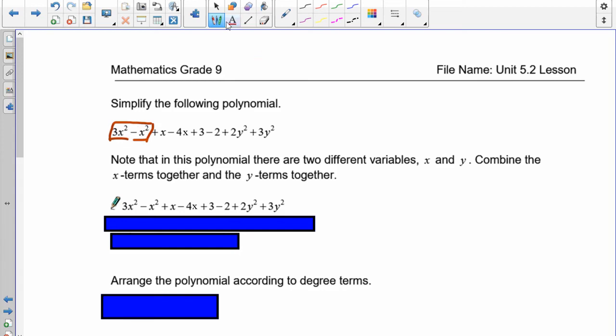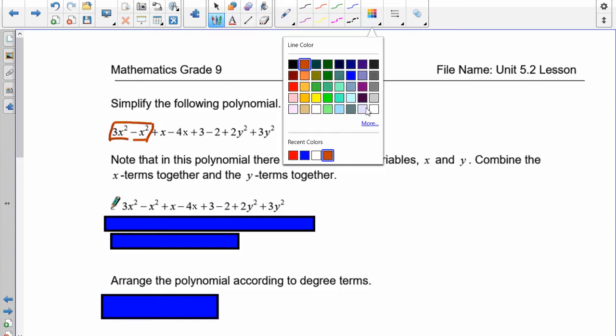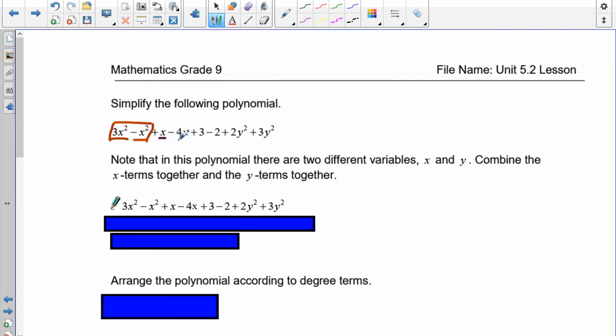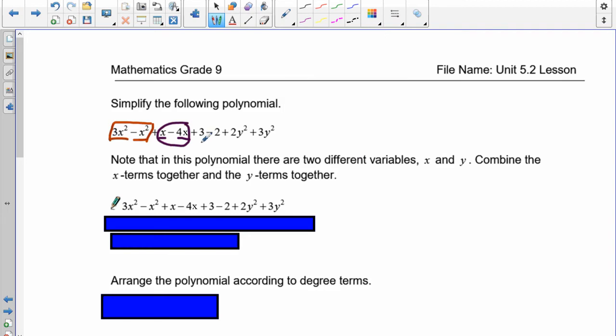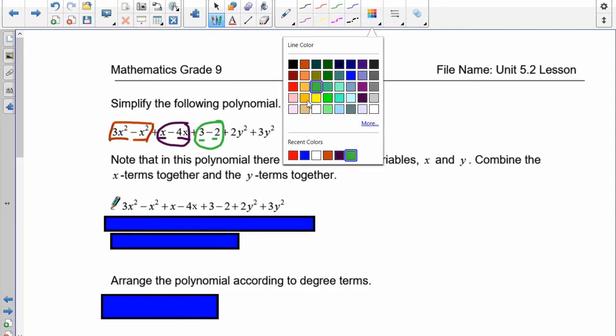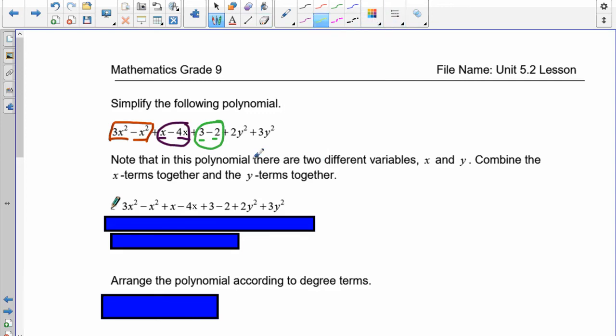All right? Now, taking a look at x, I've got an x here, and I've got a 4x here, so these ones, they can go together. And here I've got a constant of 3 and a constant of 2, so they can go together. And finally, I've got a 2y squared and a 3y squared, same variable, same degree, they can go together.